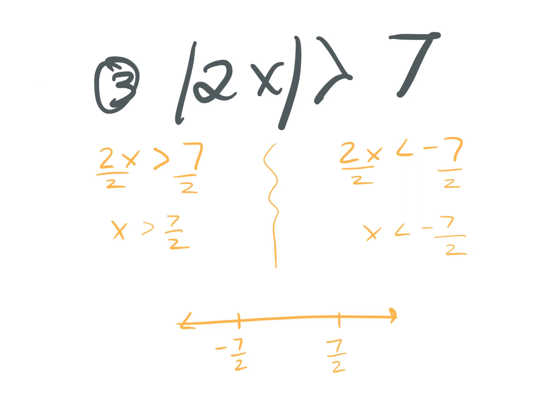Do I have an open or closed circle at these points? It's going to be an open circle because we have just a greater than and just a less than. So open circle, open circle. What's the number in between negative 7 over 2 and positive 7 over 2? 0. So let's plug in 0. 2 times 0 is 0. Is 0 greater than 7? No. So where am I going to shade here? Outside.